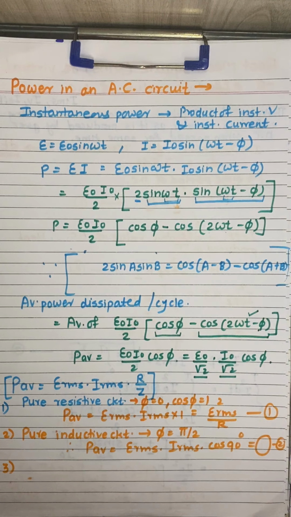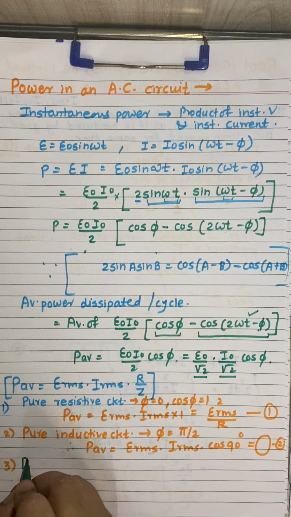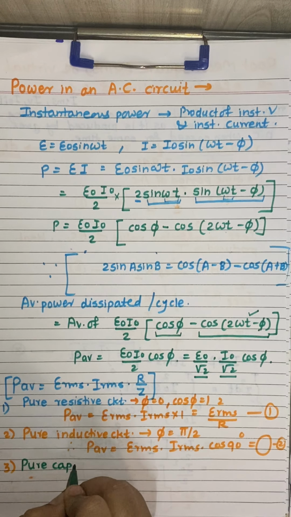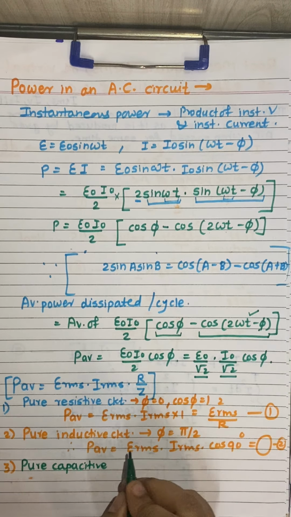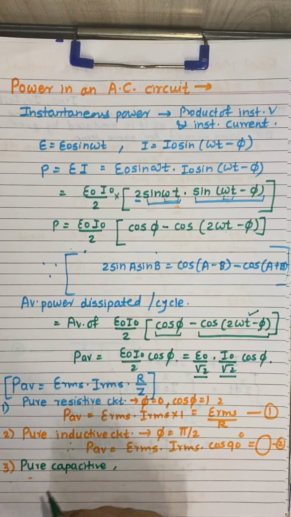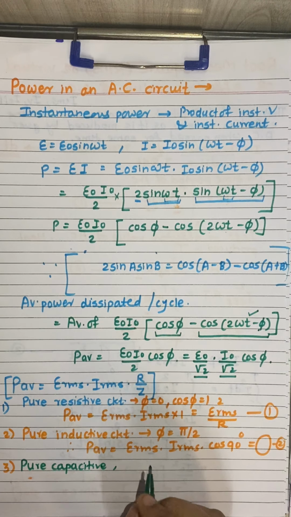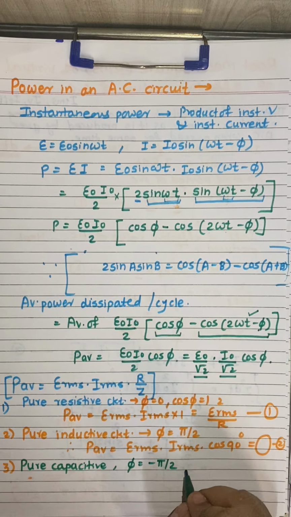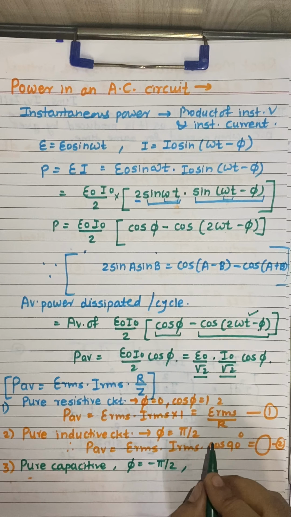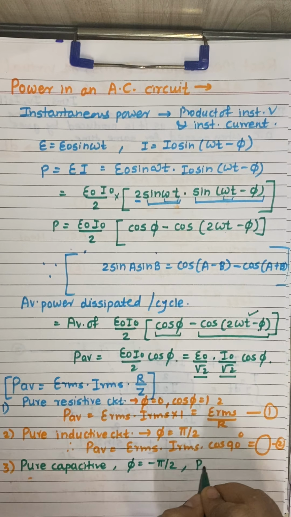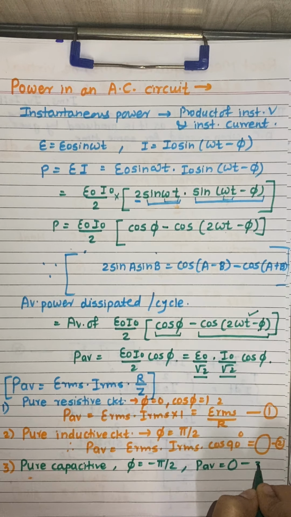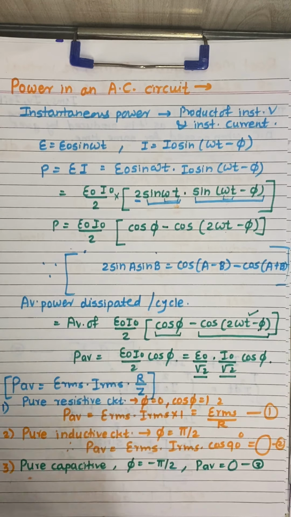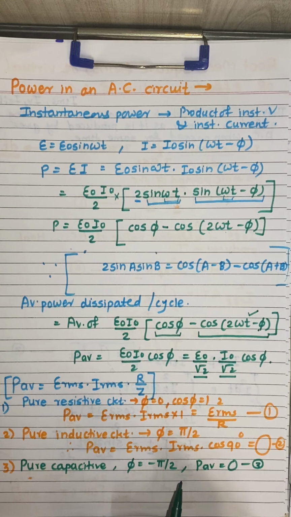Now the third case we are going to consider is the purely capacitive circuit. In this case, for the pure capacitive circuit, voltage lags behind the current by phase pi by 2. So obviously phi is equal to minus pi by 2. If phi is equal to minus pi by 2, again we put the value here, cos of minus pi by 2 is again 0. So P average comes out to be 0. This is the third equation we got from this particular equation. That means the average power consumed in the capacitive circuit over a complete cycle is also equal to 0.